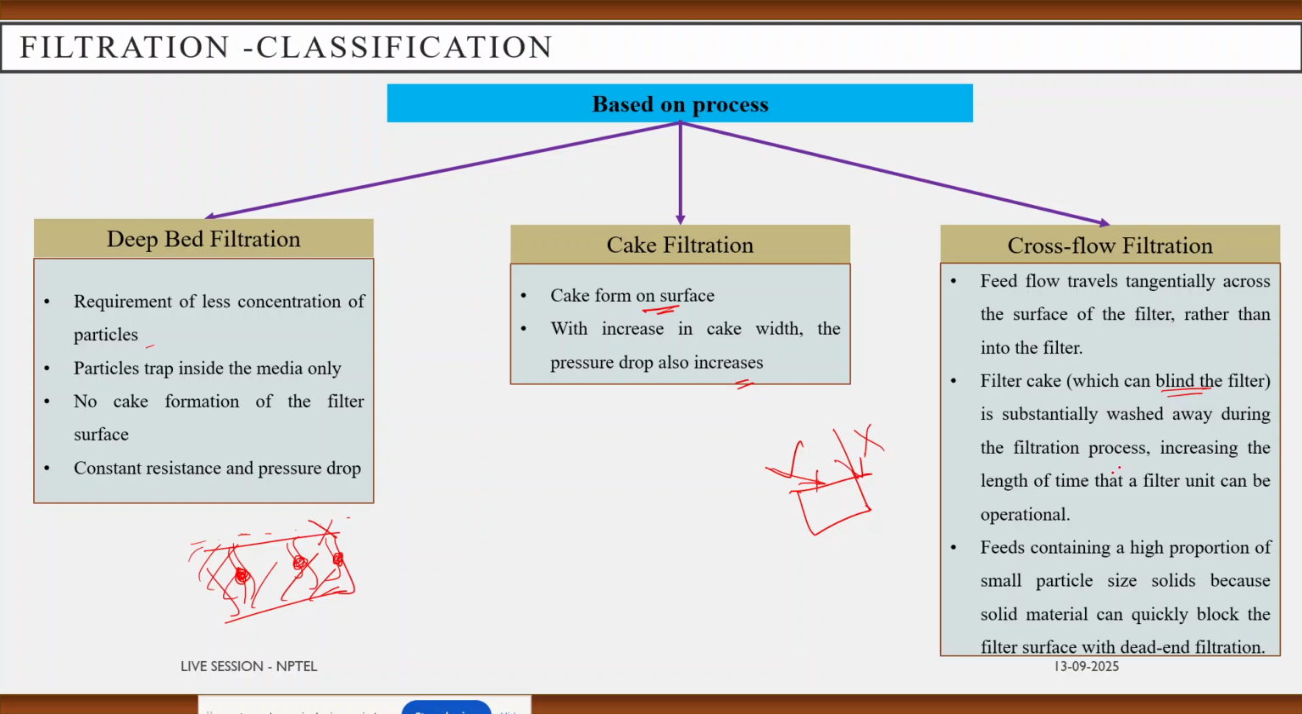So it is effective because the cake is substantially washed away, and for feeds containing a high proportion of smaller particle size, the solid materials can quickly block the filter surface with dead end filtration. This difficulty we can overcome using the cross flow pattern for filtration. In this class we will not discuss cross flow filtration, as it is a separate topic we will discuss in the next session.